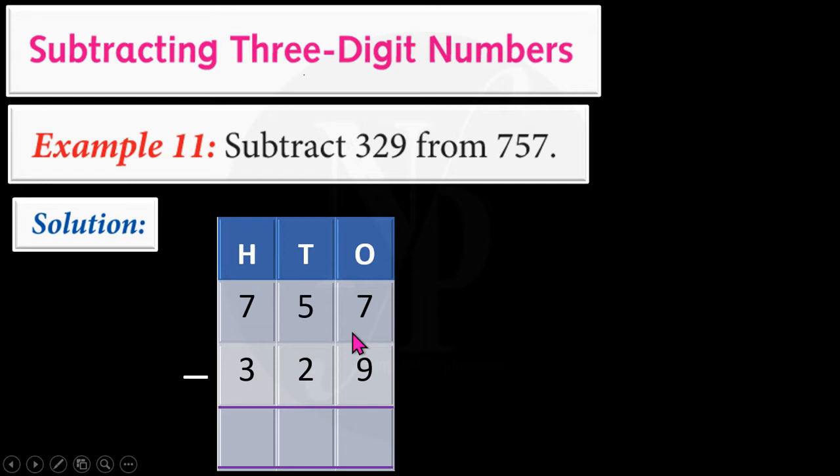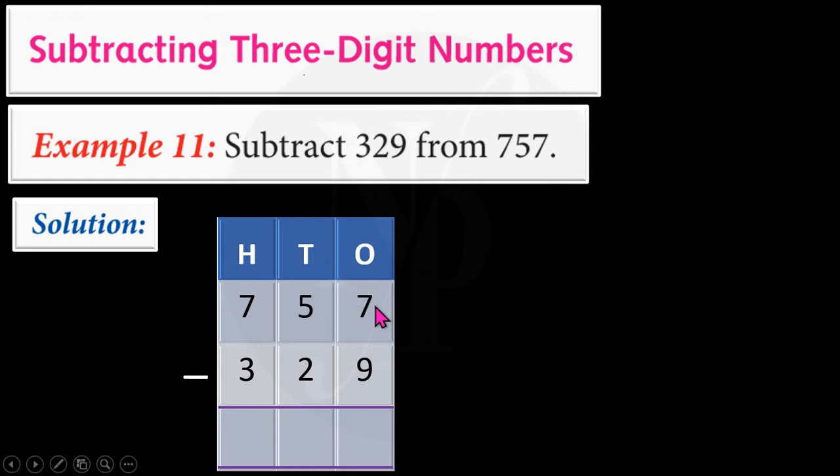First we subtract the digits at ones place, that is, we have to subtract 9 from 7. Here 7 is a smaller number than 9, so we cannot subtract 9 ones from 7 ones. So we will regroup the digits. We make this 5 tens as 4 tens and we borrow 1 ten to the ones column. And we know that 1 ten is equal to 10 ones.